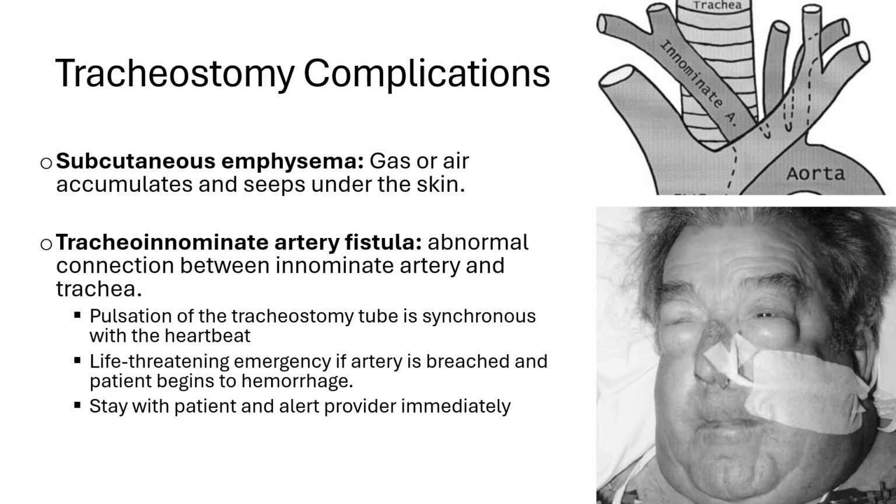You can also have a tracheoinnominate artery fistula, which is basically an abnormal connection between this artery here and your trachea. What happens is you walk into the room with a new trach and the pulsation of the tracheostomy tube is synchronized with the heartbeat. This can be very, very life-threatening, which is why I tell you about this, because I don't know where you are going for clinical. If all of a sudden you see somebody's trach beating at the same rate as their heart rate, this is a life-threatening emergency. Stay with the patient and alert the provider immediately. Hit the call light and say, I need a nurse in here, or get help immediately.